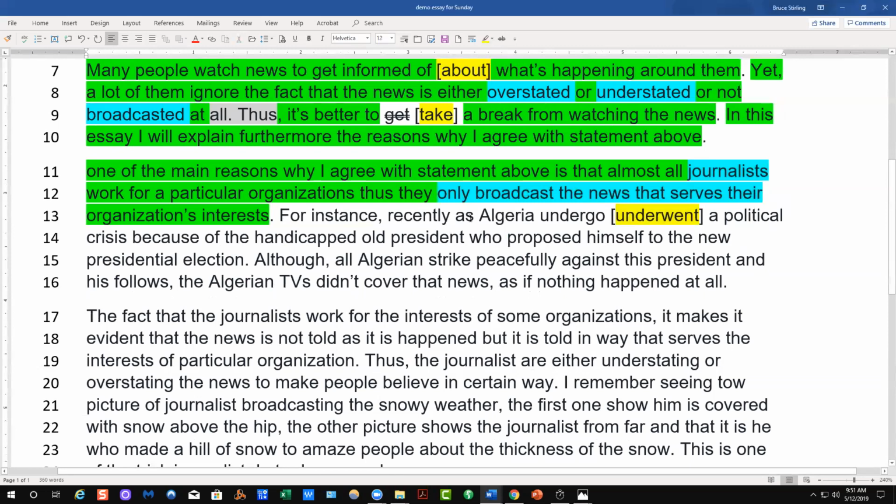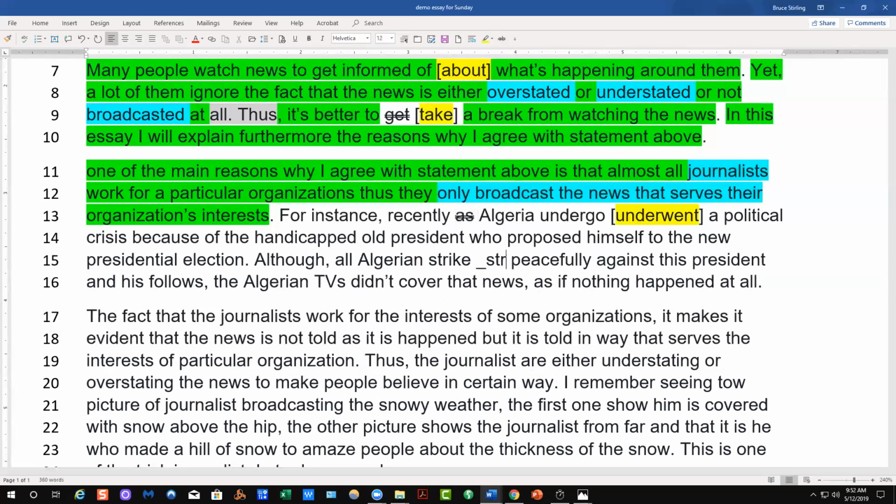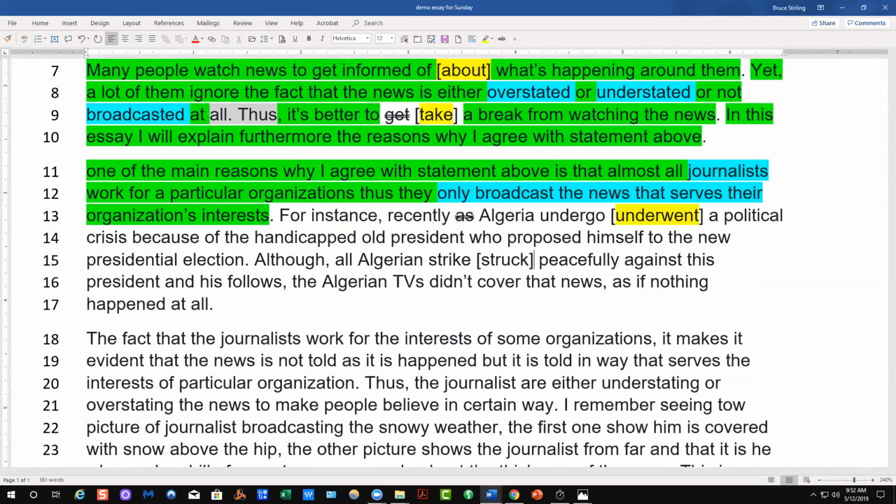Okay, for instance, recently, as Algeria underwent a political crisis, we'd get rid of this, right? Algeria underwent a political crisis because of the handicapped old president who proposed himself to the new presidential election. Okay, we're talking about an old man running for office. Although all Algerians struck peacefully against this president and his followers, the Algerian TV didn't cover that news as if nothing happened.